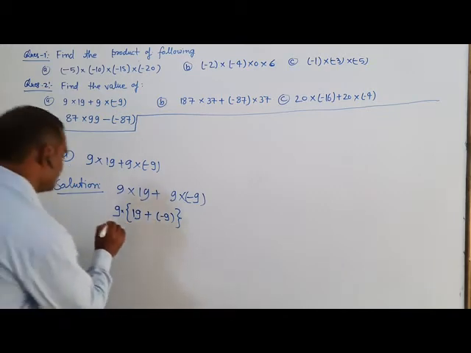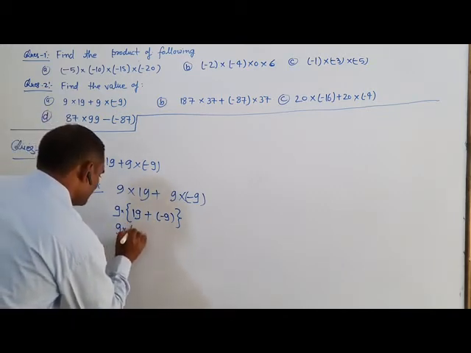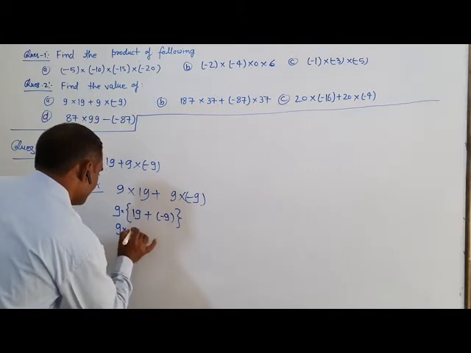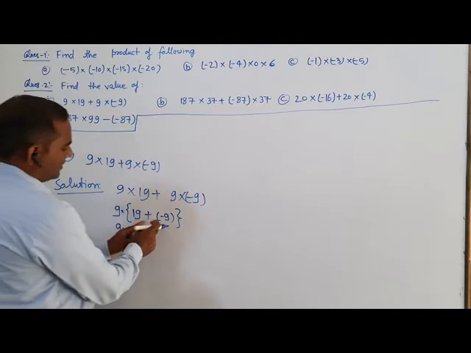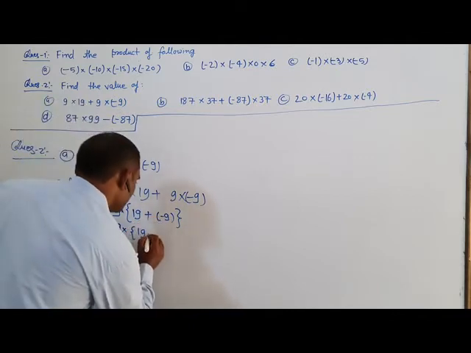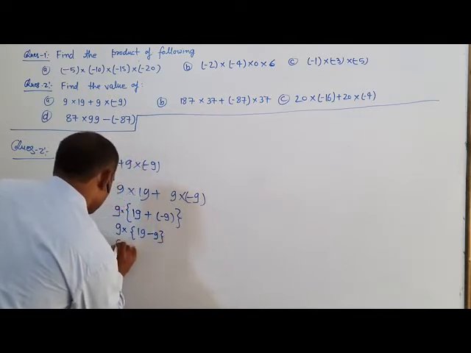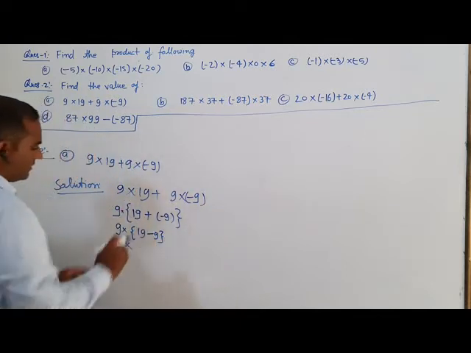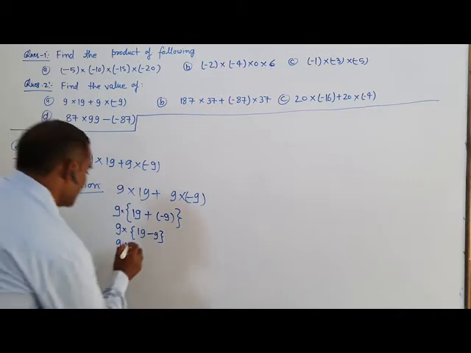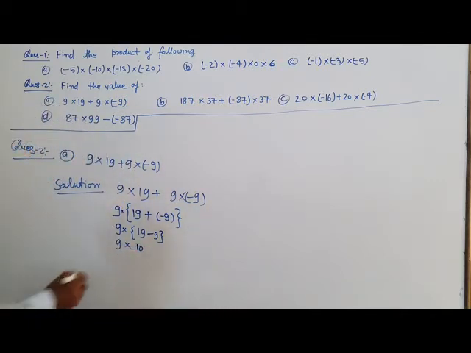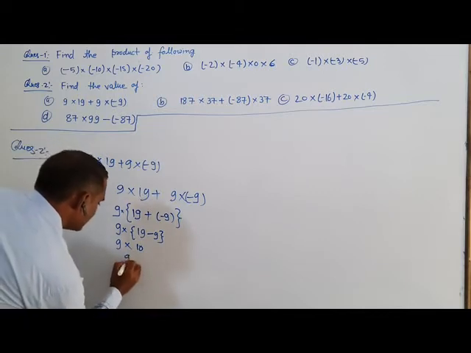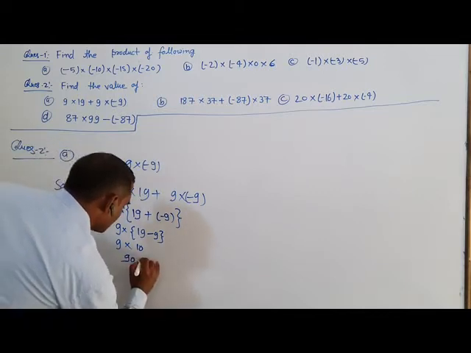Solve. 9 into 19 plus minus 9. Multiplication of plus and minus is minus 9. 9 into, subtract 9 from 19, you get 10. Now product of 9 and 10 is 90. This is the answer.